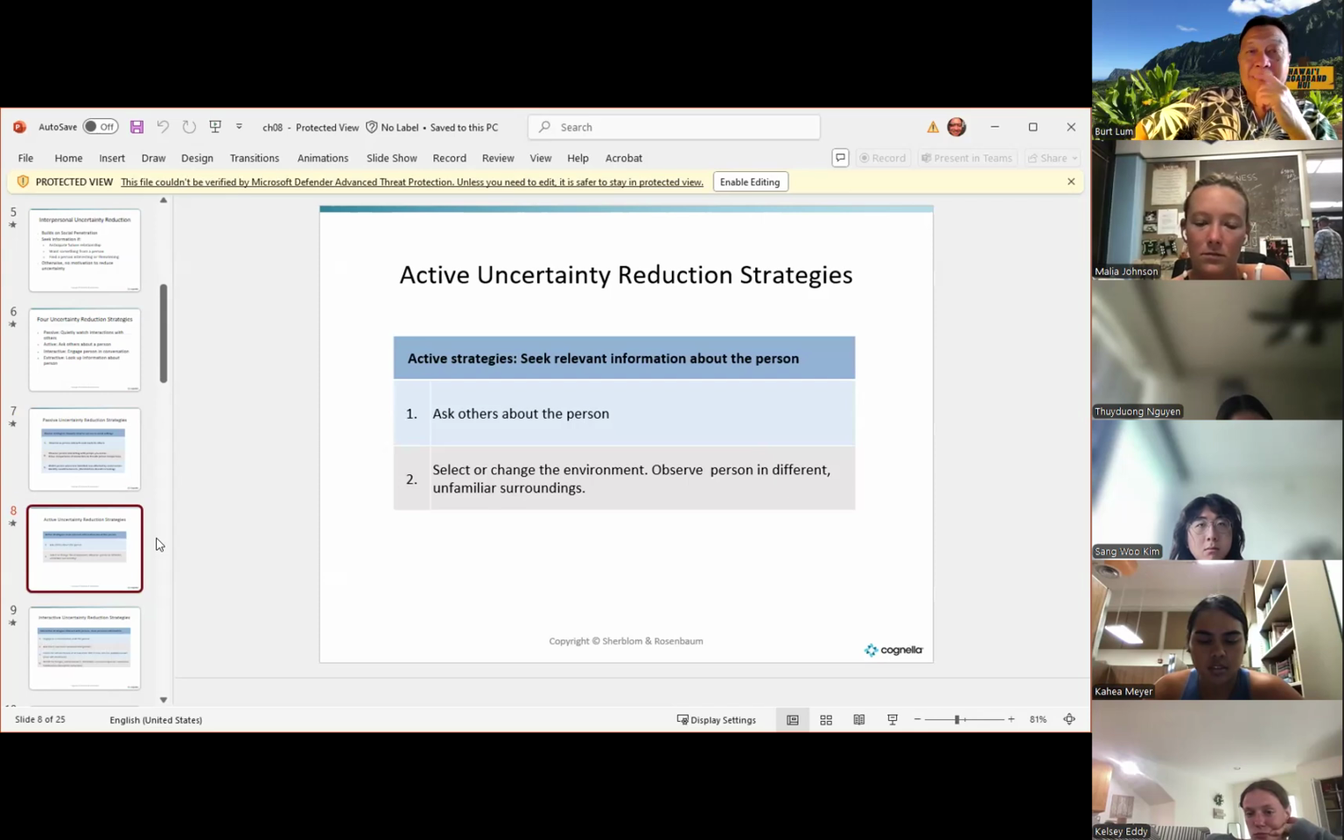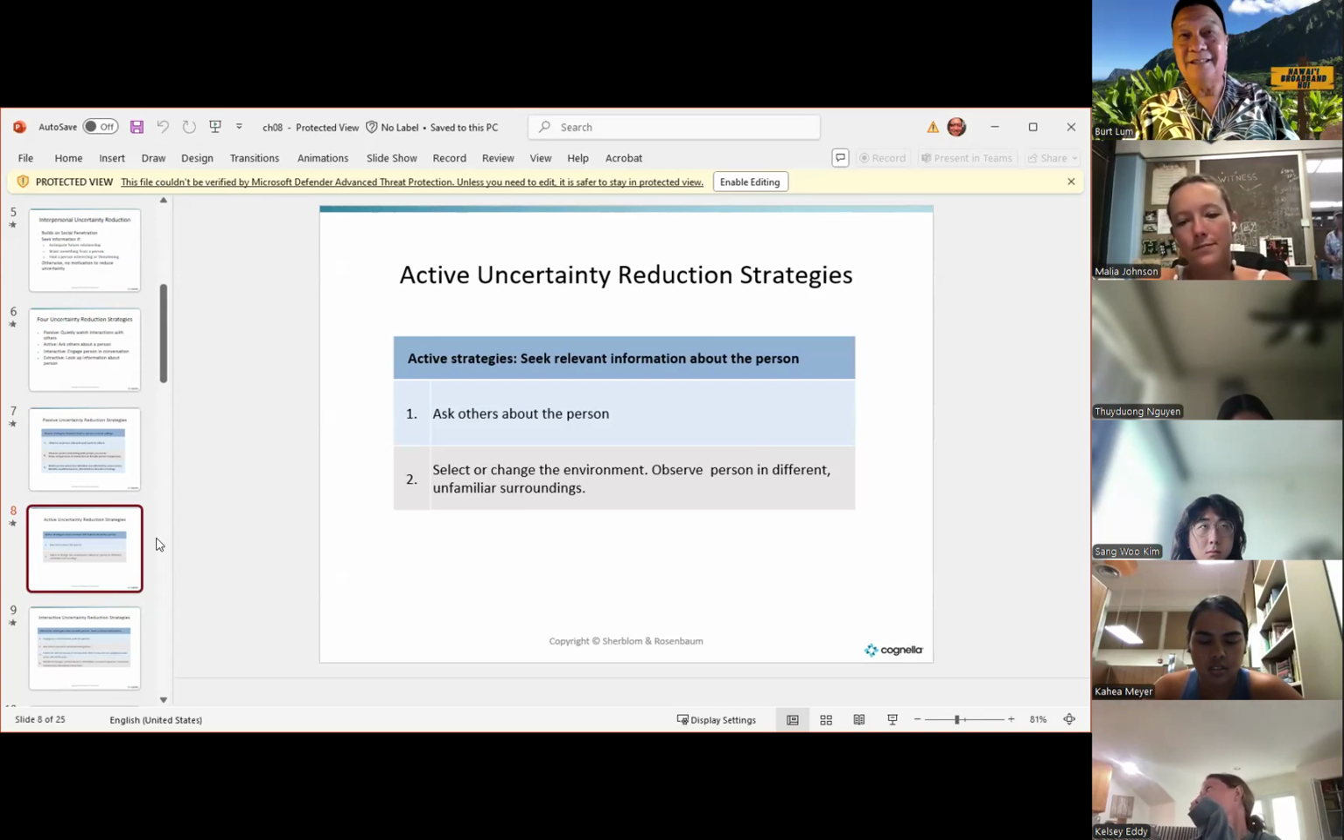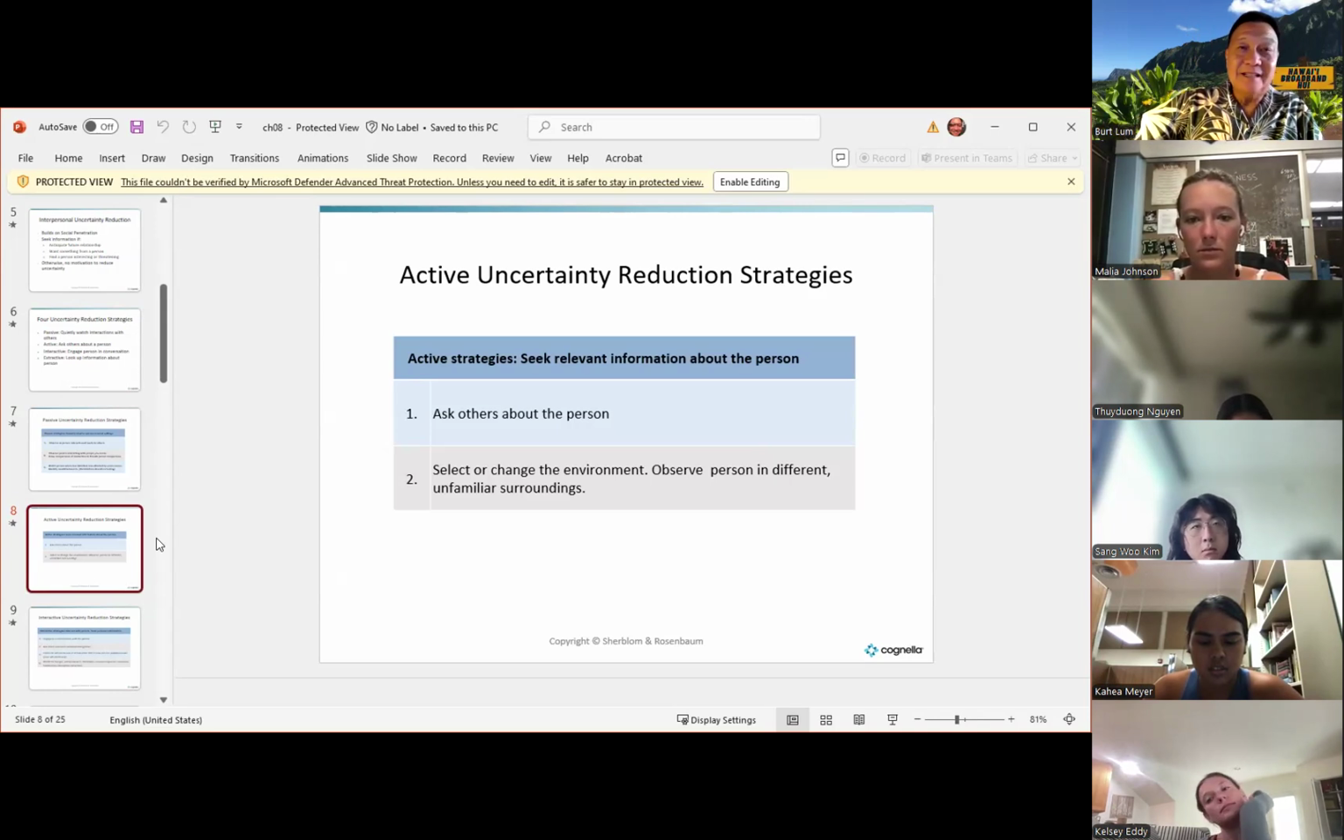So, you want to make an assessment of somebody, maybe you see somebody you want to better get to know. Instead of approaching the person, you might ask others about the person, and you get some information from somebody else that might know that person. So that's an active role, but you're not directly going to that person. You can select or change the environment, observe the person in different unfamiliar surroundings.